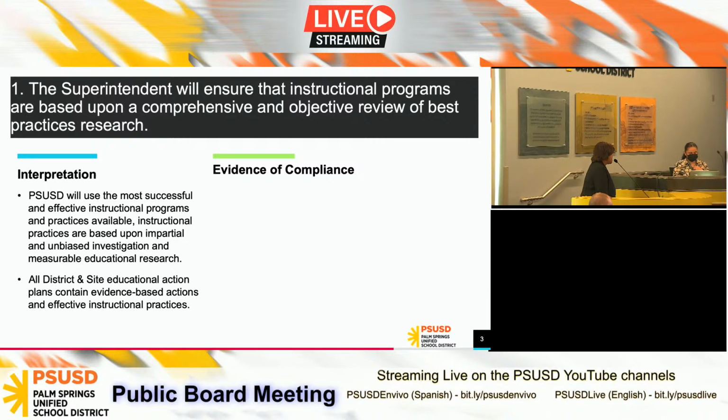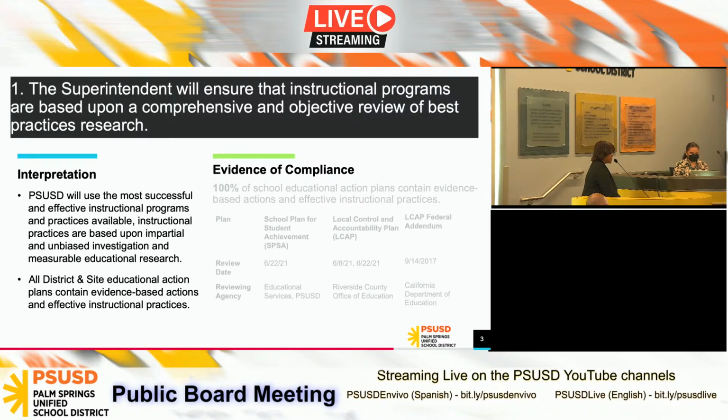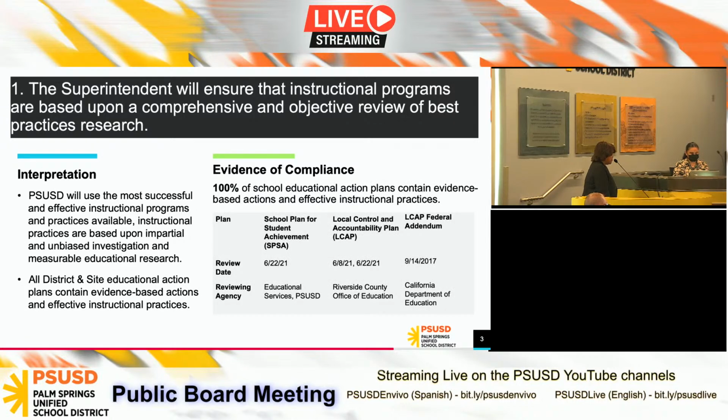We also interpret this to mean that all district and site educational action plans contain evidence-based actions and effective instructional practices. I want to highlight evidence-based practices. For many years, we would hear research-based, but here we have evidence-based, because when we're looking at our compliance, it really centers around our school plans for student achievement, local control and accountability plan, as well as our LCAP federal addendum. And principals at the sites are responsible for identifying whether or not the actions that they have in place are effective based on evidence. So it's not just the research behind it, but the evidence.